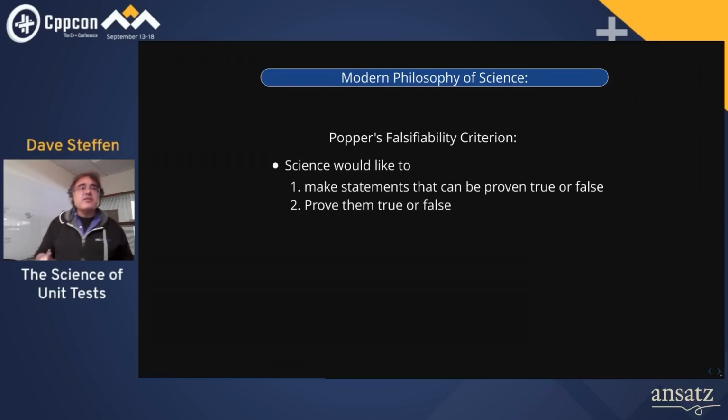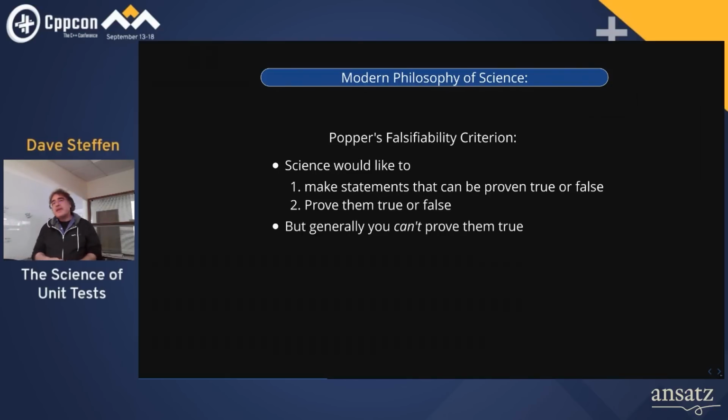What science would like to do is make statements that can be proven true or proven false, and then go prove them true or false, and you're done. But in general, you actually can't do that. Think of Newton's theory of gravitation, which says every object in the universe attracts every other object in the universe with a force proportional to a bunch of math. And we're going to claim this is true of every object in the universe. Every object in the universe? You can't go check every object in the universe, right?